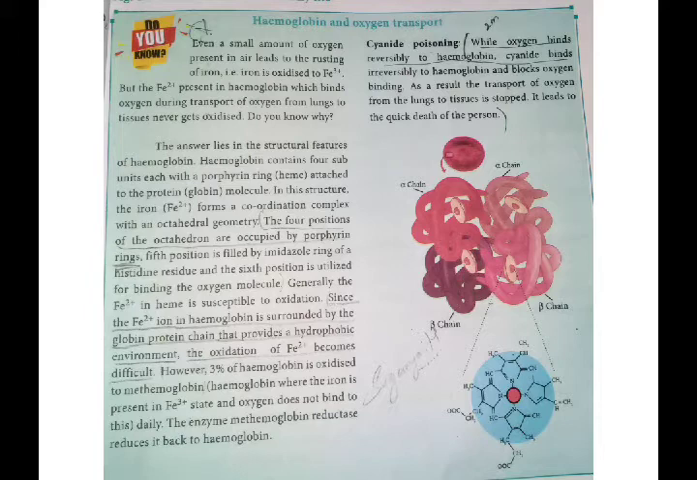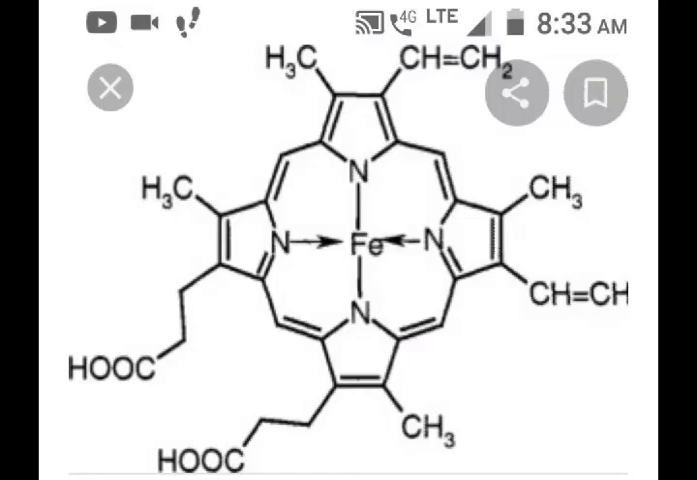Because the Fe2+ ion in hemoglobin is surrounded by the globin protein chain. See, there they gave alpha chain, beta chain. That's what we are calling the globin protein chain. So that is providing a hydrophobic environment. Hydrophobic environment in the sense it doesn't get attached to the water. For rusting, definitely water is needed. But here, water will not be available. So that only oxidation of Fe2+ becomes difficult. Now, did you get the reason?